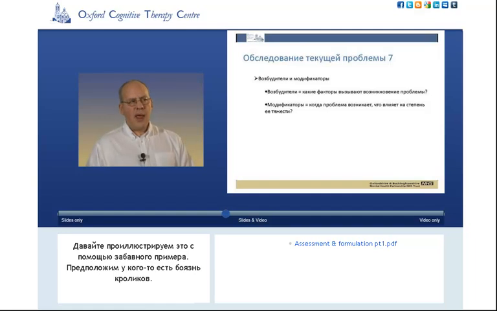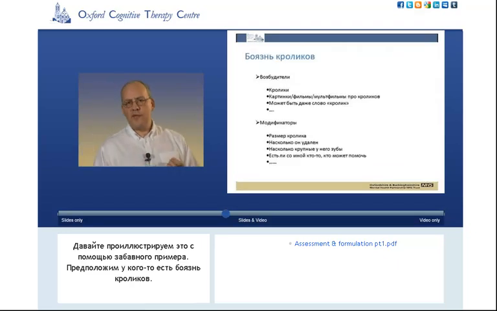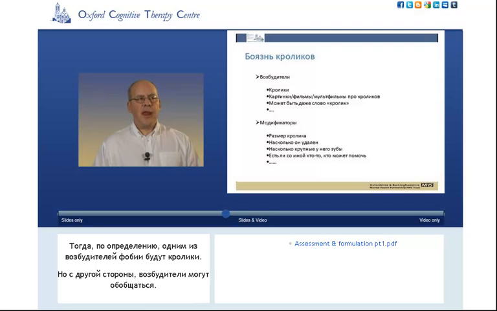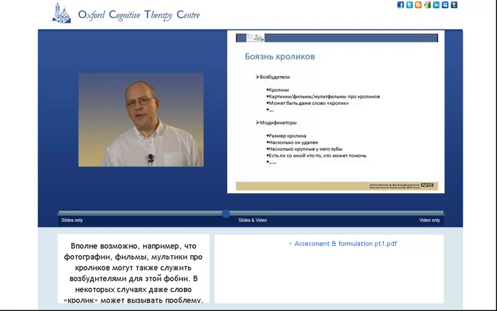Let's try and illustrate this with a slightly silly example. Suppose somebody had a phobia of rabbits. Then, by definition, one of the triggers for such a phobia would be rabbits. But typically those triggers tend to generalize somewhat from the original focus. So it might well be that pictures or movies or perhaps cartoons of rabbits might also act as triggers for this phobia. In some cases, even the word rabbit may be a problem.